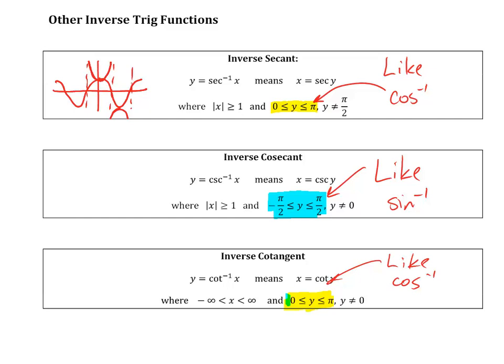And notice if I went from negative pi over 2 to positive pi over 2, I would have a non-one-to-one function. So what we do is we restrict the domain and look at this piece of the curve all the way up to here. And so the restriction is from 0 to pi, just like with inverse cosine. If I did 1 over sine, sine looks like this.